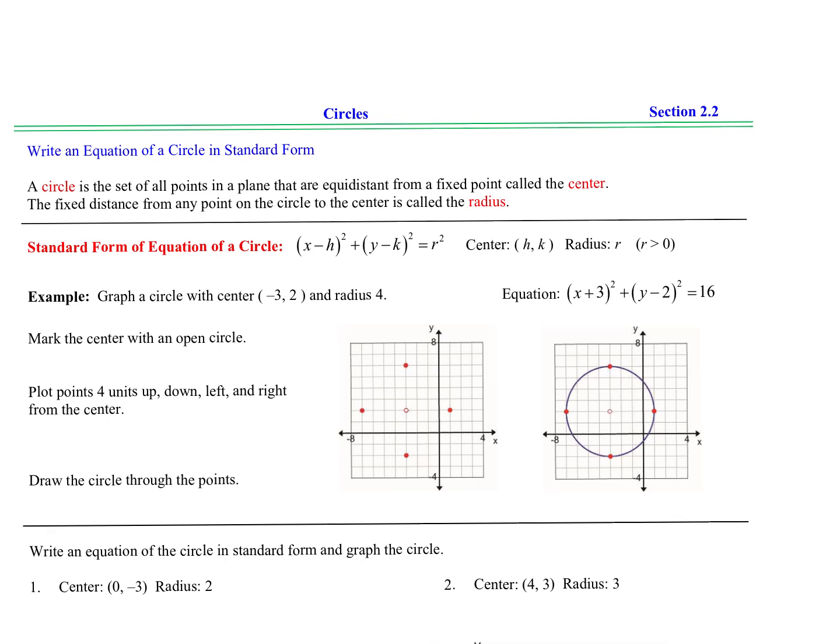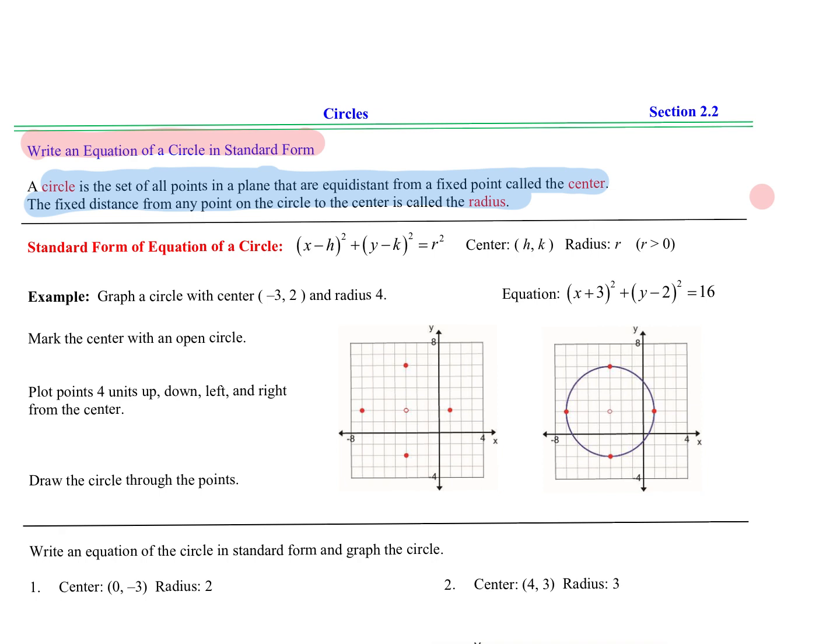So this section is on circles, and there are a few things that we'll be doing with circles. So we're going to be able to write an equation of a circle in standard form. The definition of a circle is a set of all points in a plane that are equidistant from a fixed point called the center. The fixed distance from any point on the circle to the center is called the radius. So you've definitely seen circles before. We're just now going to have them on the rectangular coordinate plane.